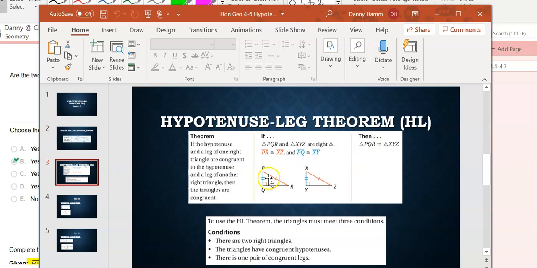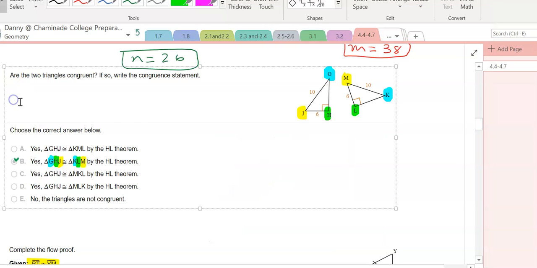And then if we know that we have a leg congruent to the other leg and the hypotenuse congruent to the other hypotenuse, then we can use that just like we use side, side, side, or angle, angle, side, or angle, side, angle. We can use the HL theorem to prove that a triangle is congruent. So that's what's happening here, and we just need to make sure we get them in the right order.